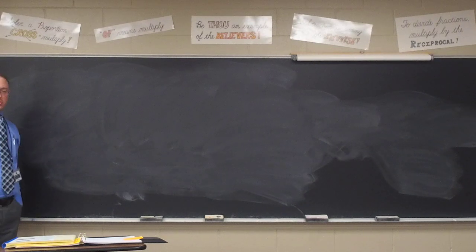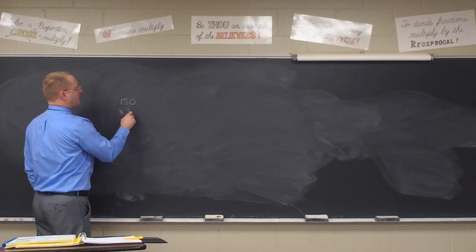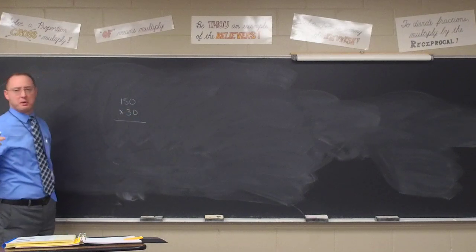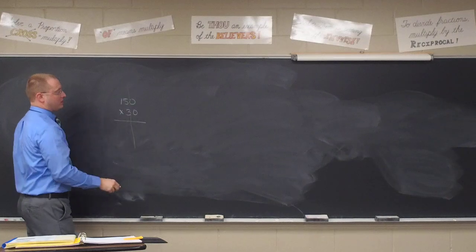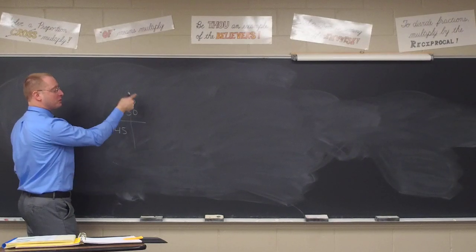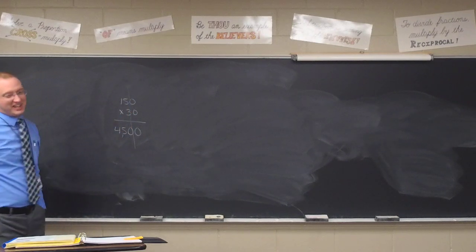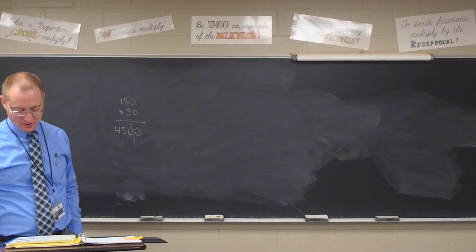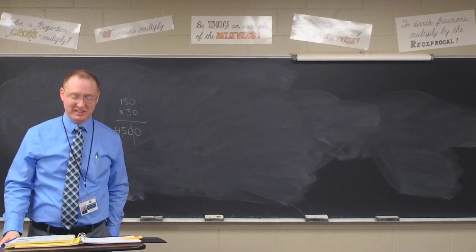Jalen, what do we have to do to solve? Multiply 150 times 30. But really, Jalen, I'm not going to multiply 150 times 30, am I? I'm going to multiply 15 times 3. What is 15 times 3? 45. And then what am I going to do with the 2 zeros I chopped off? Put them on the back. So, what's our answer, Jalen? 4,500. You're not wrong. 4,500 gallons.